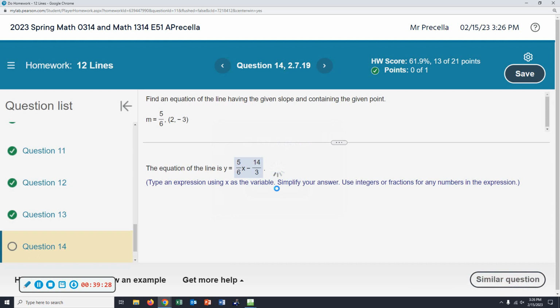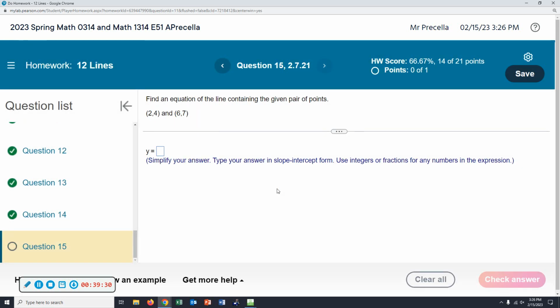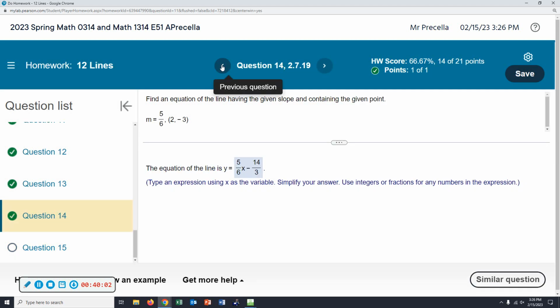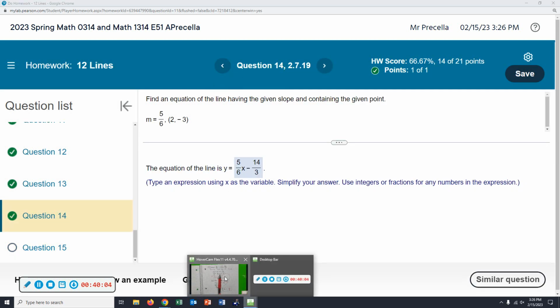Number 15. Last problem. Find an equation of the line containing the given pair of points. I believe I'm an optimist. I'll tell you why. I always think no matter how bad the situation is, it could always get worse. Because look back at number 14.